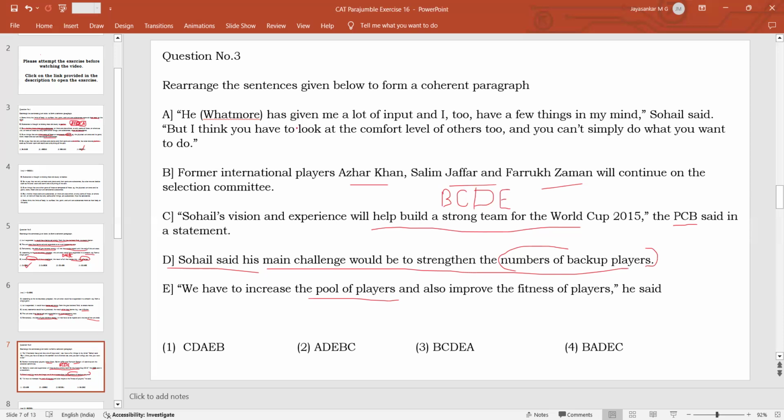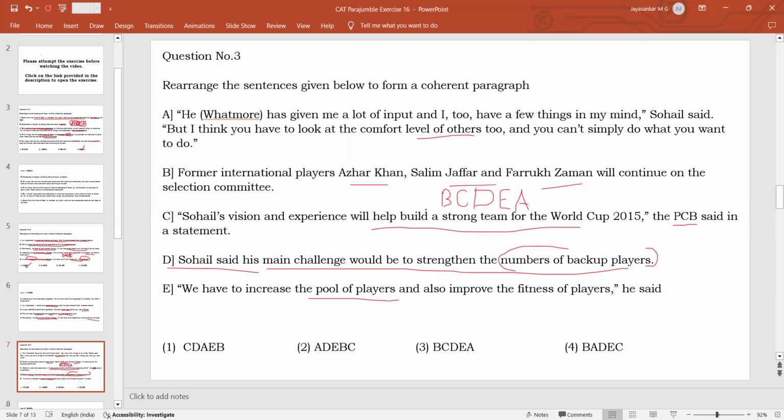Then he talks about another opinion that he has, about Dave Whatmore. Dave Whatmore was a coach of the Pakistani cricket team. He has given a lot of input, and I do have a few things, but you have to look at the comfort level of others, and you can't simply do what you want to do. So this is another opinion that Sohail is making, and that should be the last statement.